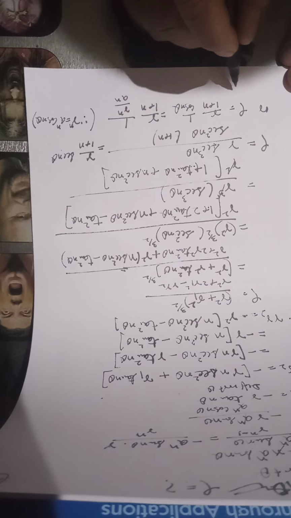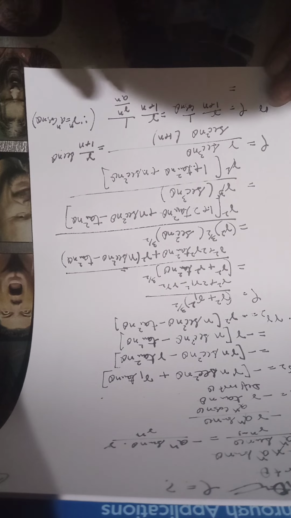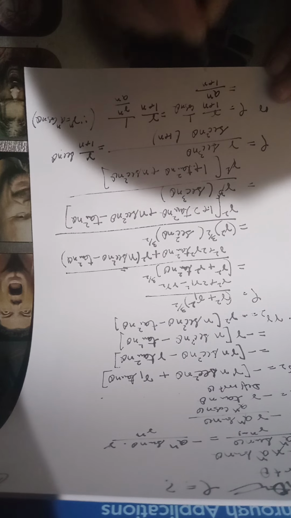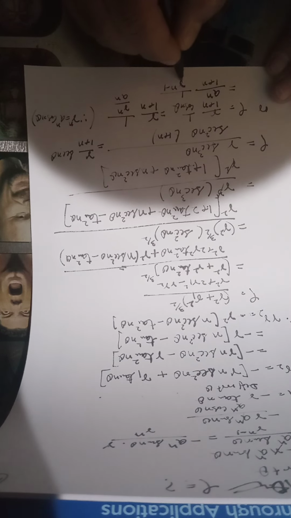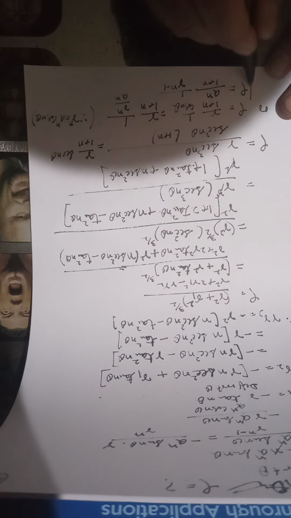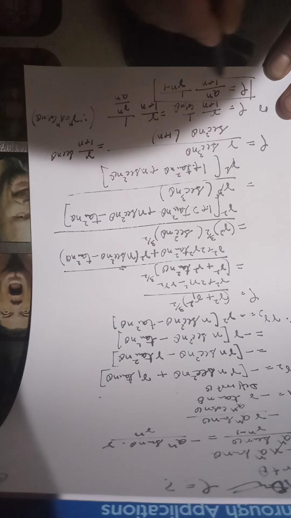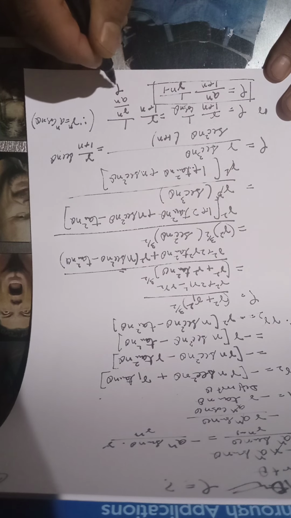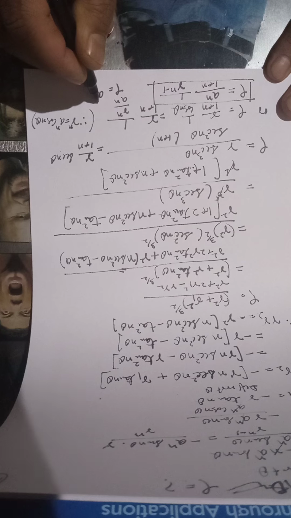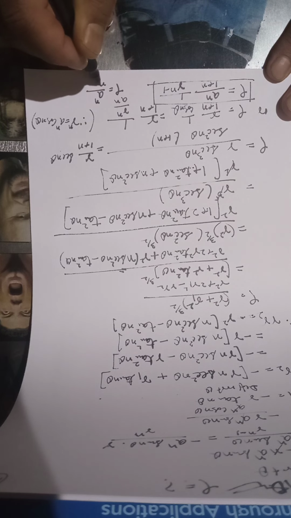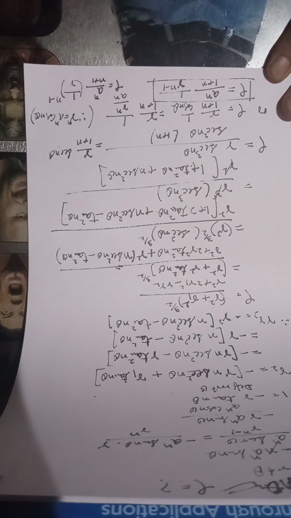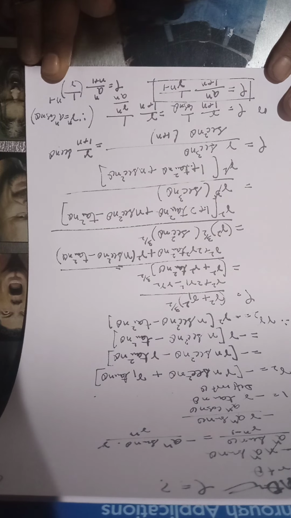So finally what you have is a raised power n, 1 plus n, 1 upon r raised power n minus 1. This is the radius of curvature, or your radius of curvature is a raised power n plus 1, 1 by r raised power n minus 1. You can put it like this also.